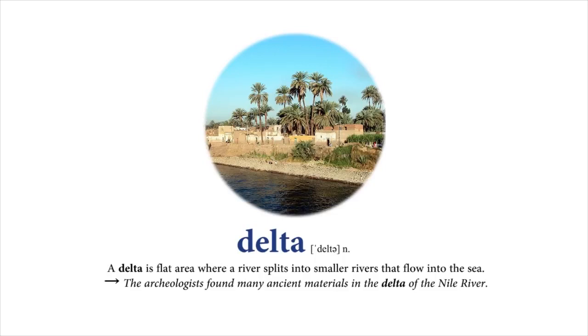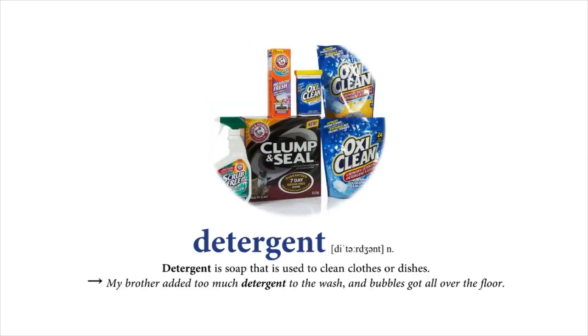Delta. A delta is a flat area where a river splits into smaller rivers that flow into the sea. The archaeologists found many ancient materials in the delta of the Nile River. Detergent. Detergent is soap that is used to clean clothes or dishes. My brother added too much detergent to the wash and bubbles got all over the floor.